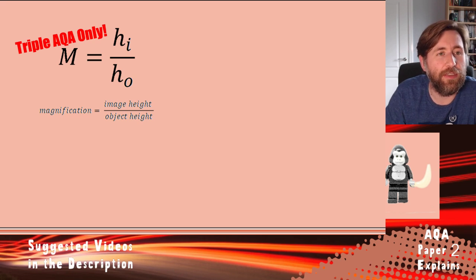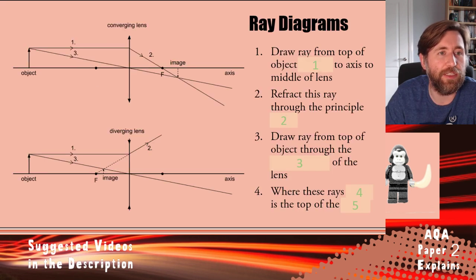This is for AQA that you need to know. The magnification is just the ratio of image height over object height. So if the image is twice the size of the object, then you'd have a magnification of times 2. If it was half the size, you'd have a magnification of a half.